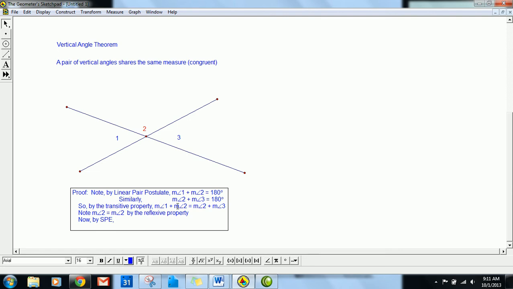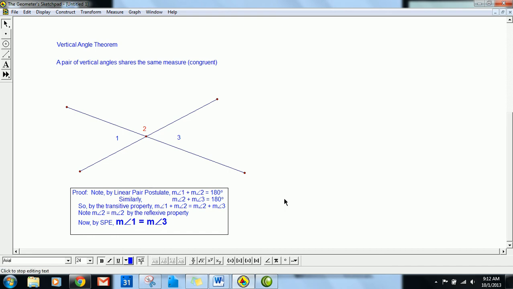And what am I left with? If I take angle 2 away from the left side, I get angle 1. If I take angle 2 away from the right side, what am I left with? Angle 3. Okay, so what I just showed was that, hey, 1 equals 3. Right? 1 equals 3. Isn't that what I'm trying to show? Yeah. I'm trying to show that these two vertical angles, 1 and 3, are equal. And I just showed that.